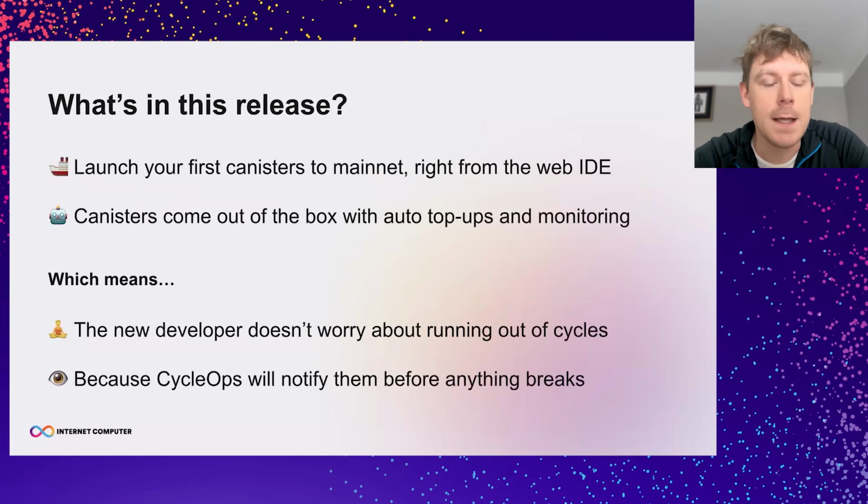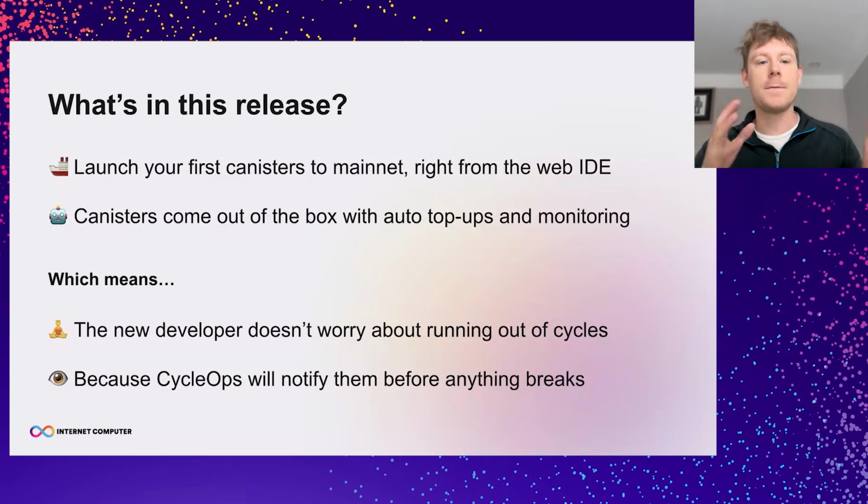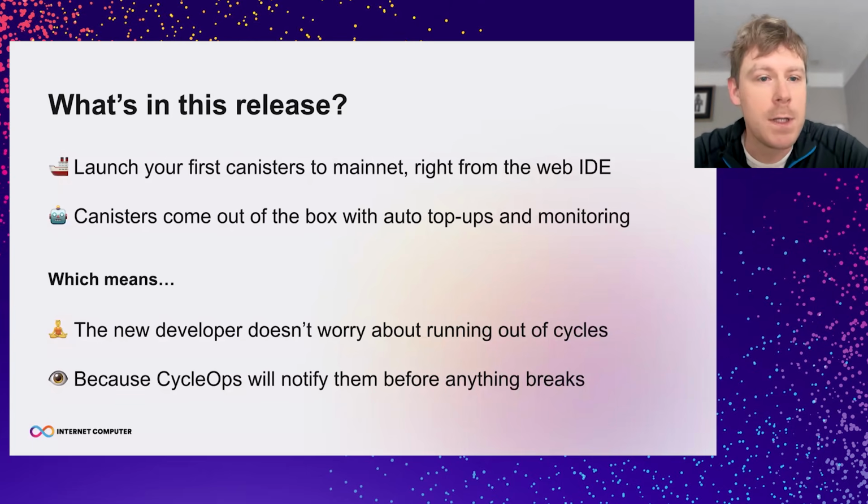So in this release with ICP Ninja, you can now deploy to canisters that you own. ICP Ninja, if you're not familiar, is a great place to try out Motoko or Rust and build things on the Internet Computer. But before this integration, you could only ship to a canister that lasted for 20 minutes. That was great for trying out Motoko and Rust, but didn't mean you were deploying to your own production infrastructure. So with this release, not only will you be able to deploy to infrastructure that you own from right inside the web IDE, but those canisters that you deploy will also come out of the box with a degree of automation, so automated top-ups and monitoring and CycleOps built in.